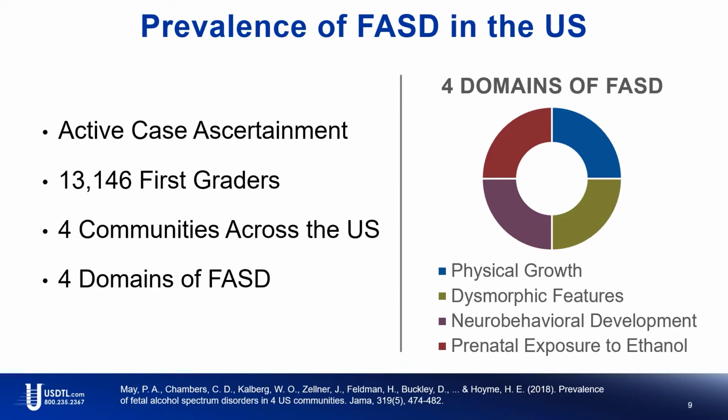So what are those? The four domains of FASD: is there abnormal physical growth? Is there dysmorphic features? Are we starting to see some neurobehavioral development issues? And do we have evidence of prenatal exposure to ethanol?